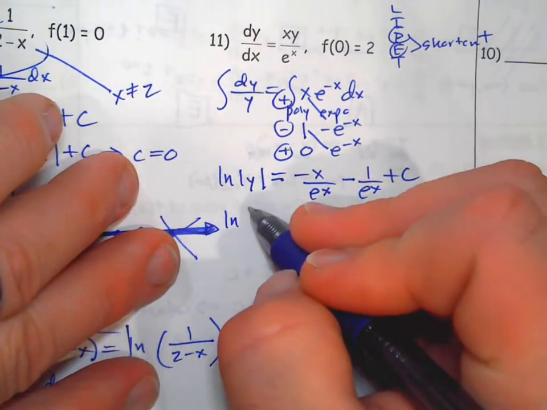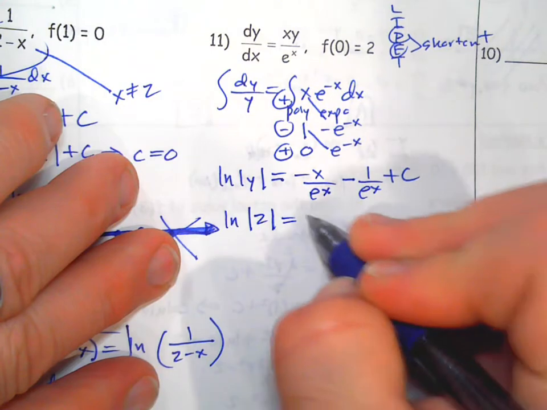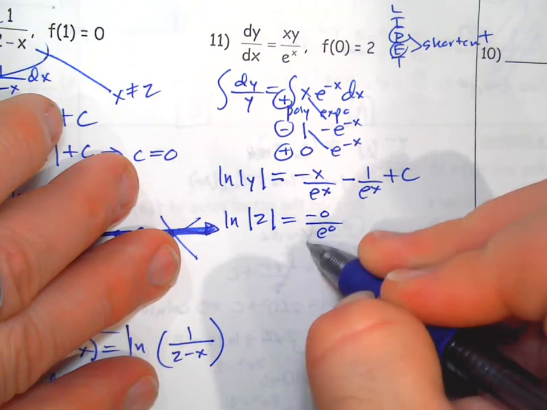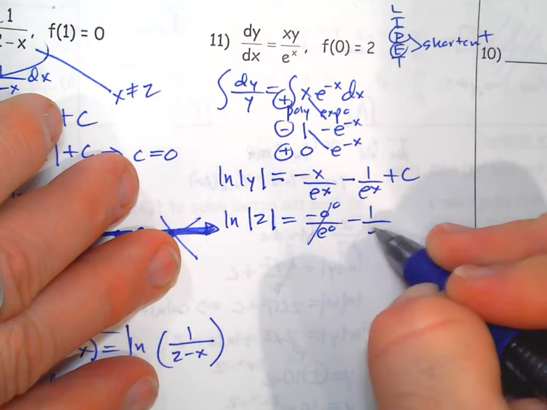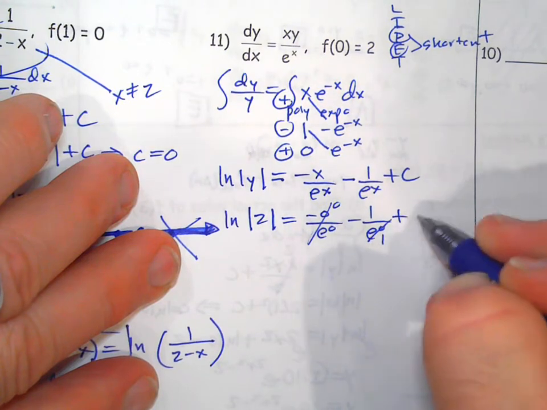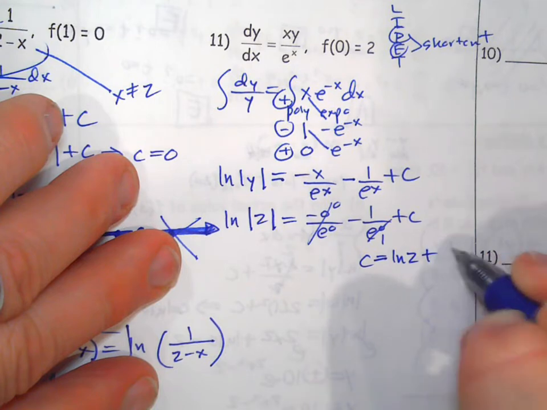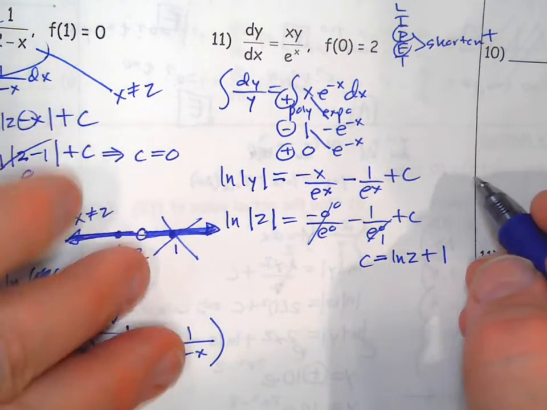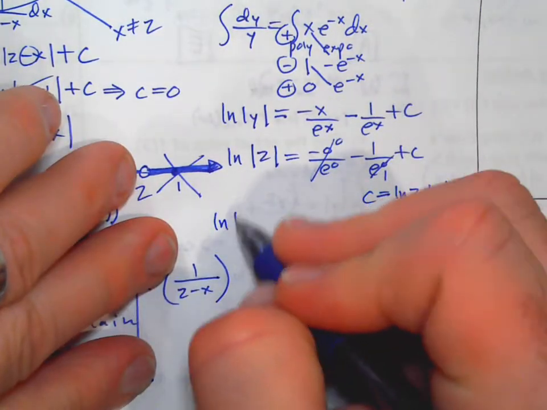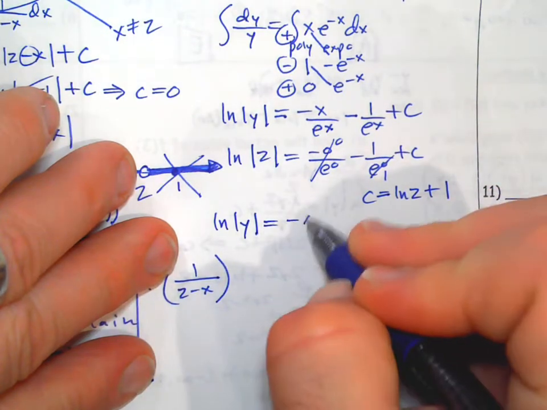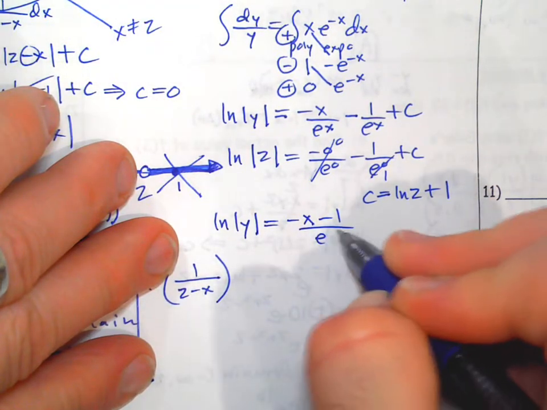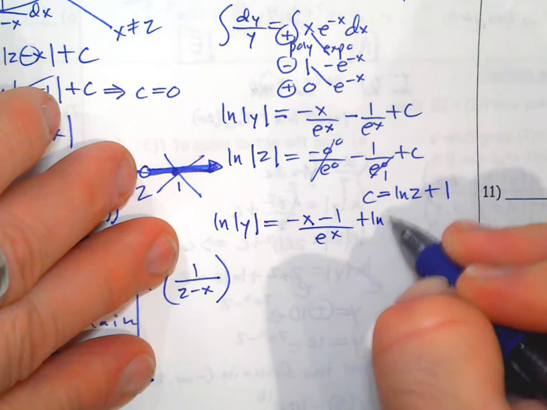Plug in the initial condition. That's going to be 0. This is not going to be 0. That's going to be 1. So c equals natural log of 2 plus 1. So we're going to rewrite it. Natural log of the absolute value of y equals negative x minus 1 over e to the x plus natural log of 2 plus 1.